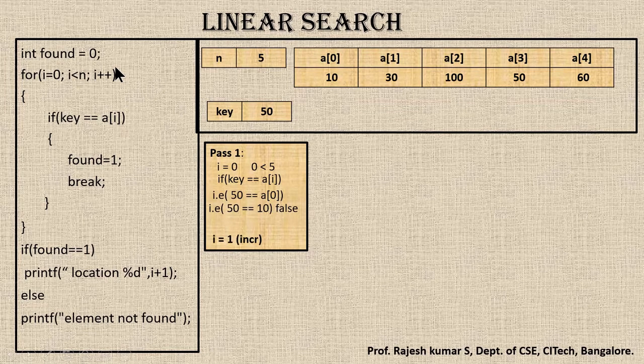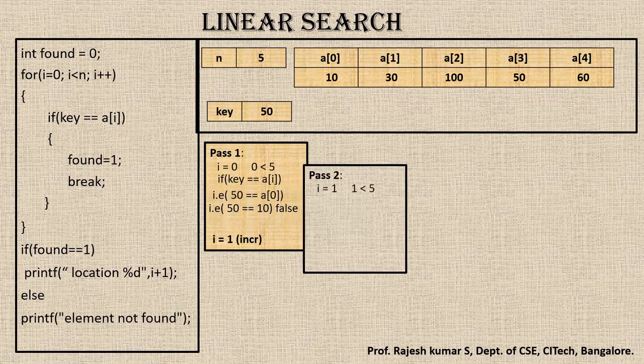i will become 1. In the second pass, when i becomes 1, I check whether 1 is less than 5. Yes, it is true. We enter into the for loop and check key == a[i]. The i value is updated to 1. So I'm checking the key with a[1], that is, this particular element.